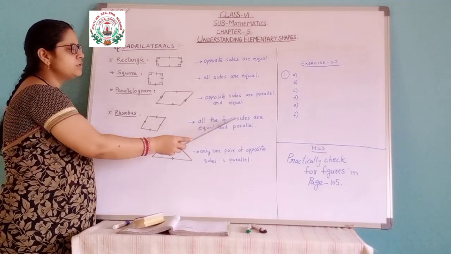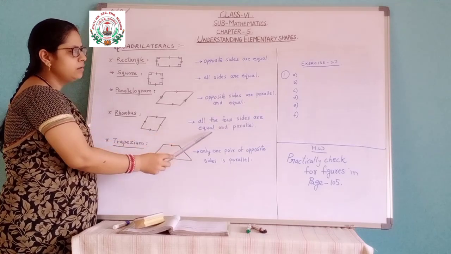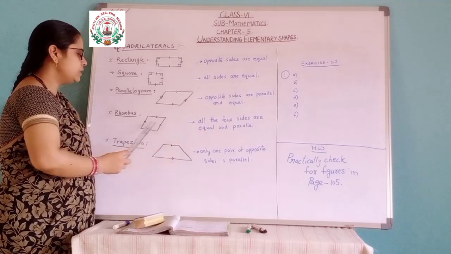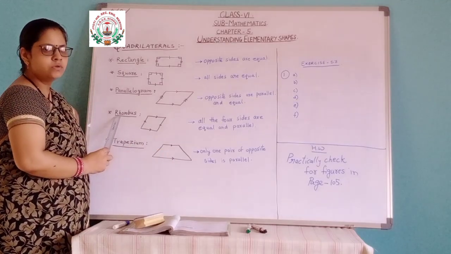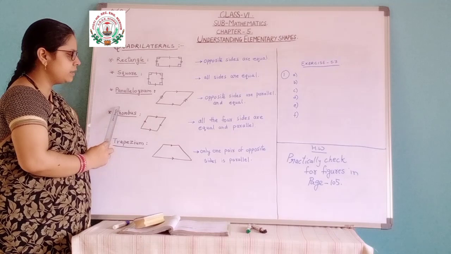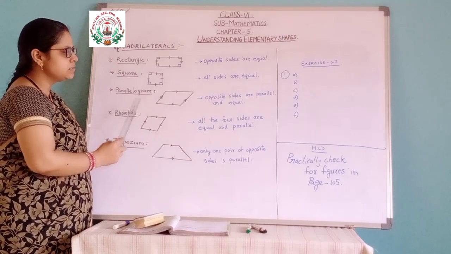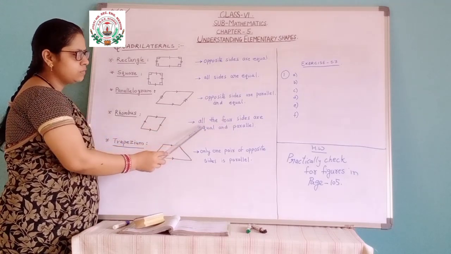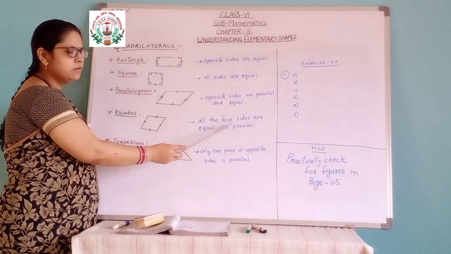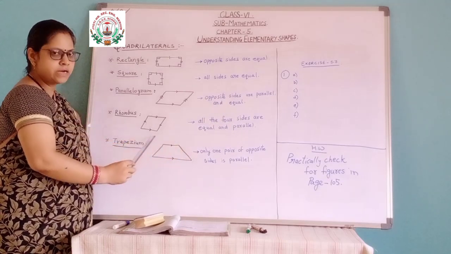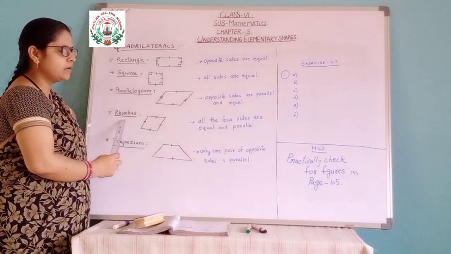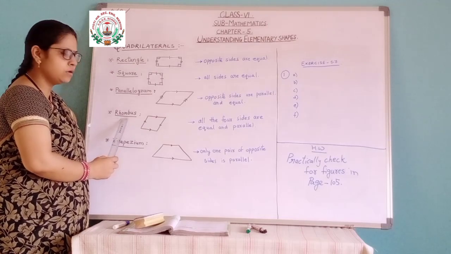So all the four sides which are equal and parallel also, that is called a rhombus. So a special kind of quadrilateral having four sides which are all equal and also parallel. Also parallel means opposite sides will be parallel. So that kind of quadrilateral is called a rhombus.